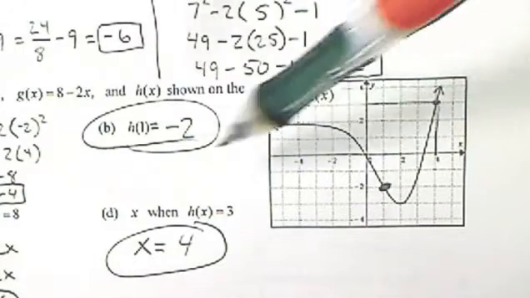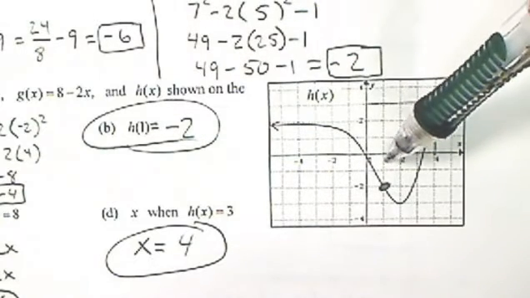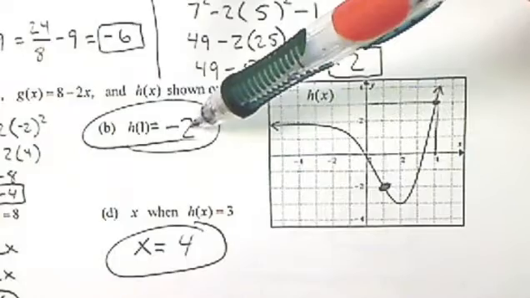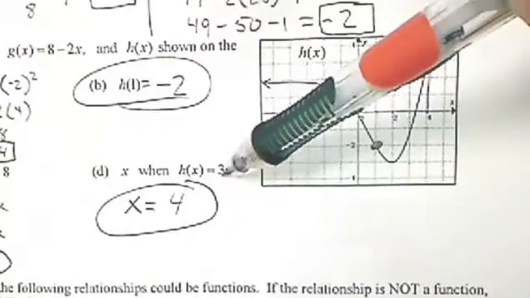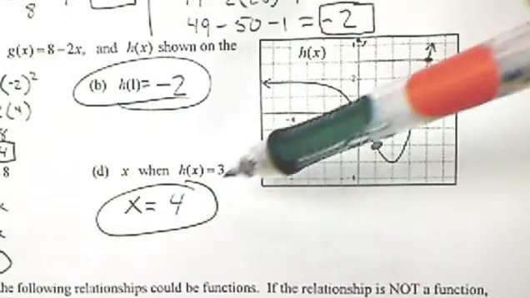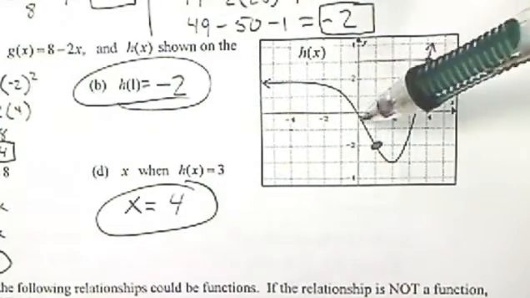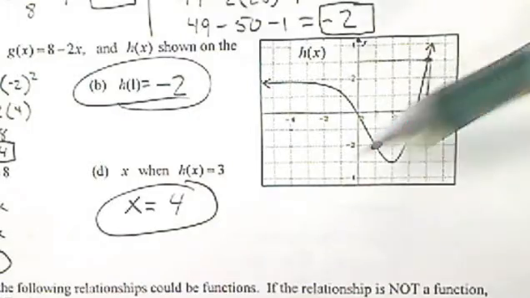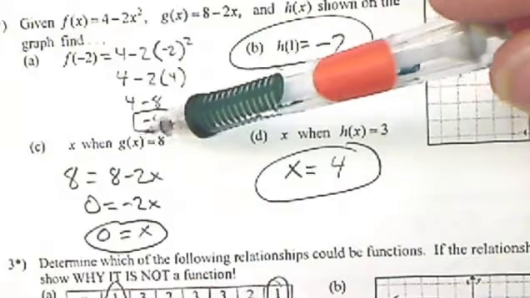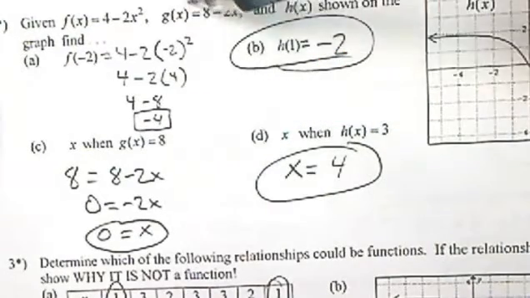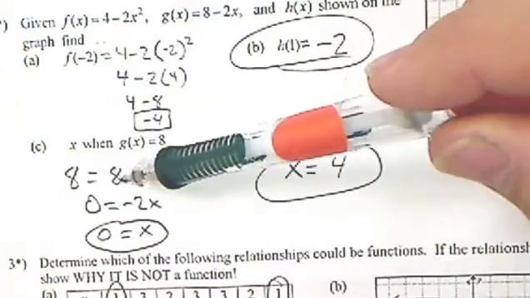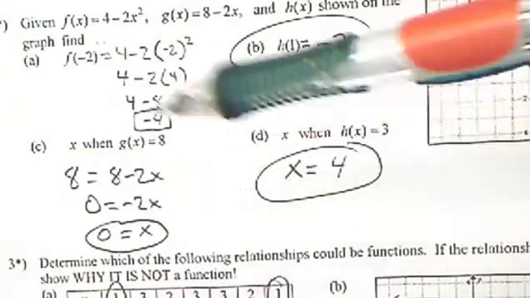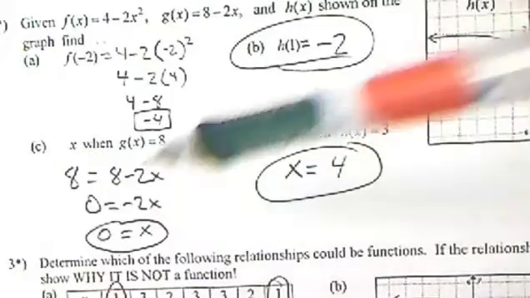H of 1 means I plug in 1 as my x, and I get out a negative 2 for my y. H of x equals 3, so therefore you plug in 3 for my y, and I get out 4. G of x equals 8, so I replace g of x with 8, and then just solve. Subtract 8 from both sides, divide, and you get 0.